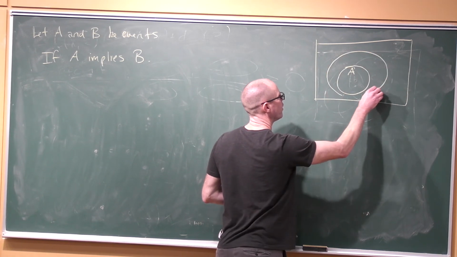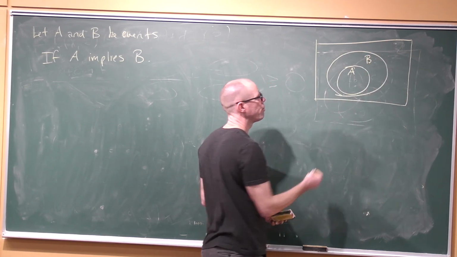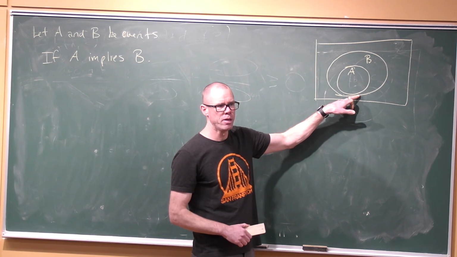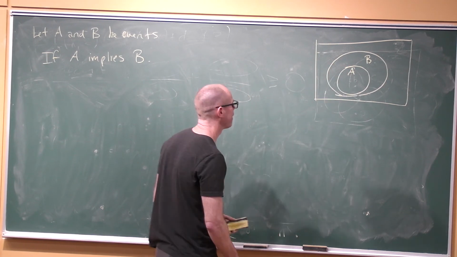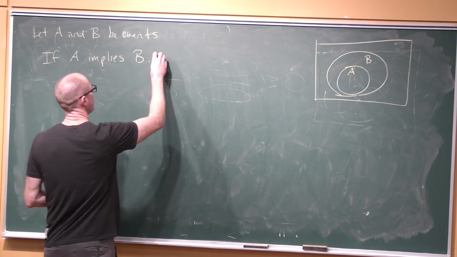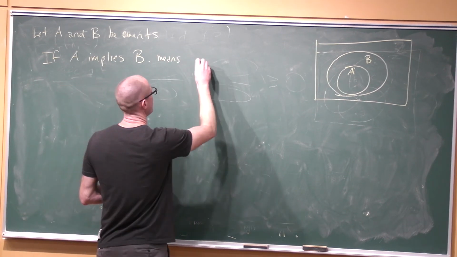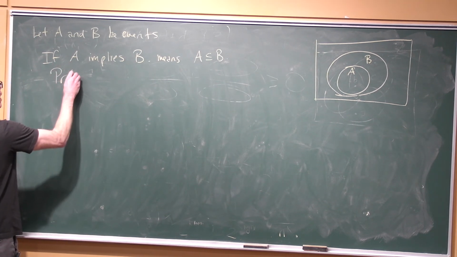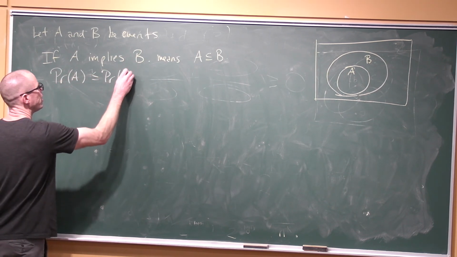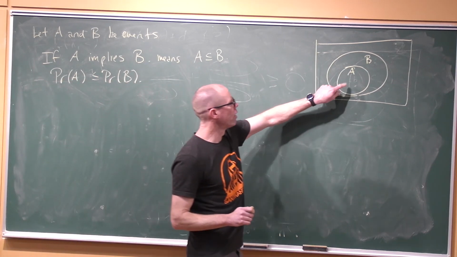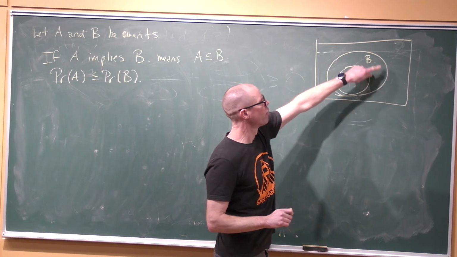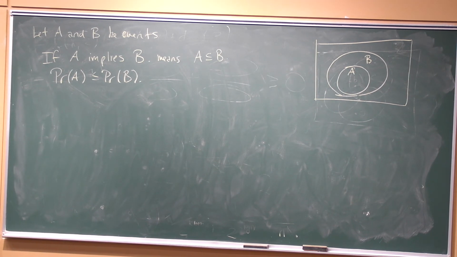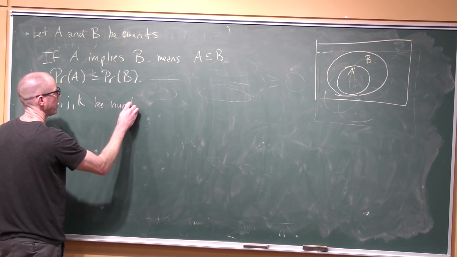So if I say A implies B, that's what the picture looks like. B contains A, because if there was one outcome in A that wasn't in B, then A wouldn't imply B, because if that thing happened, then B didn't happen. Okay? So that means that A is a subset of B. And that means that the probability of A is less than or equal to the probability of B. Because probability of A is the sum over all of these things, and probability of B is the sum over all of these things, but that include everything in A. That's a really easy thing.